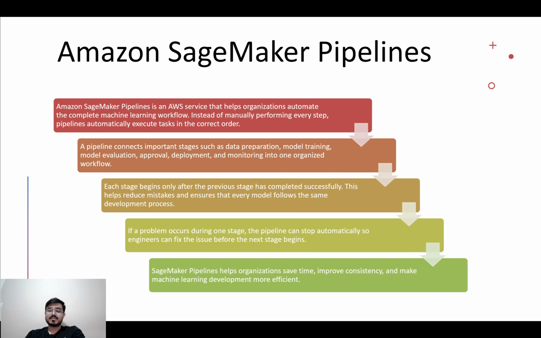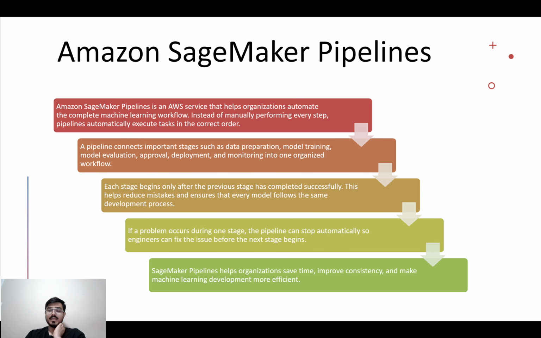The service is called Amazon SageMaker Pipelines. Imagine a production line in a factory. Each product moves from one station to another. One station assembles the product, the next station checks quality, another station packages it. Every step happens in the correct order. SageMaker Pipelines works in a very similar way.